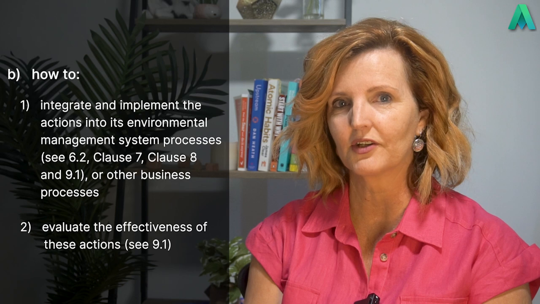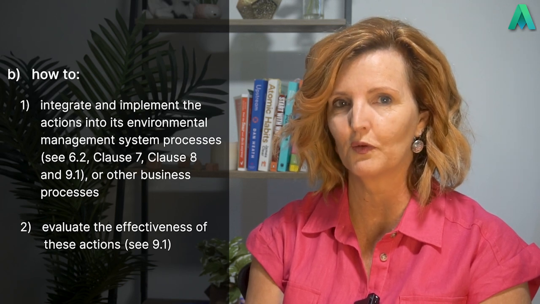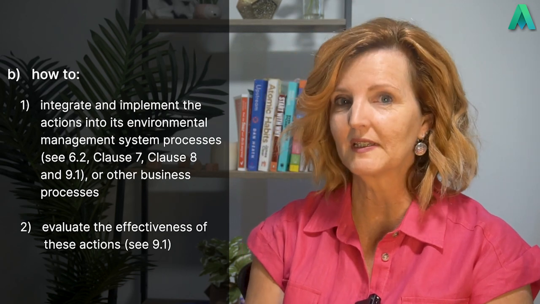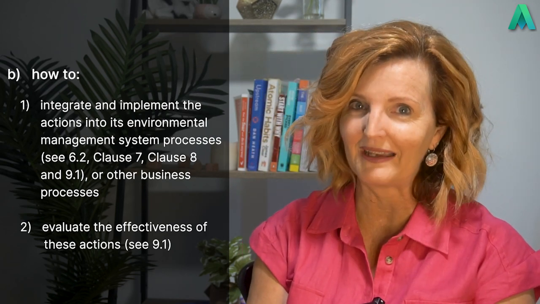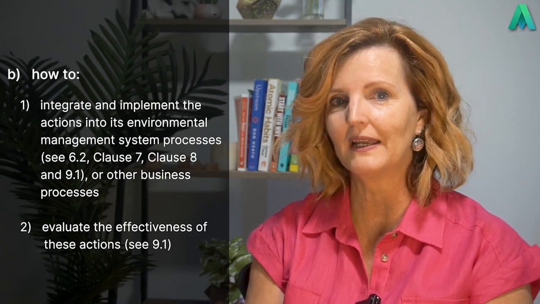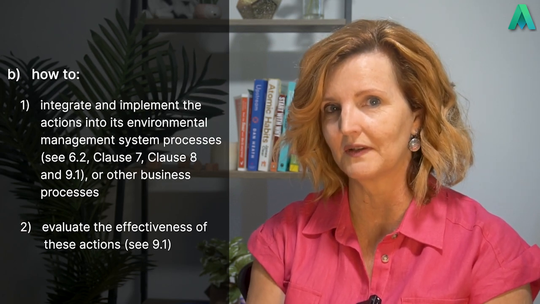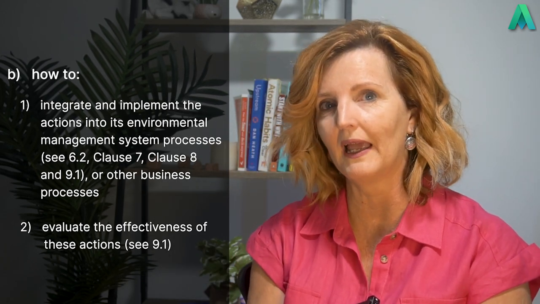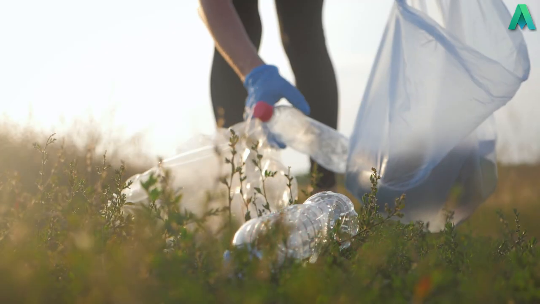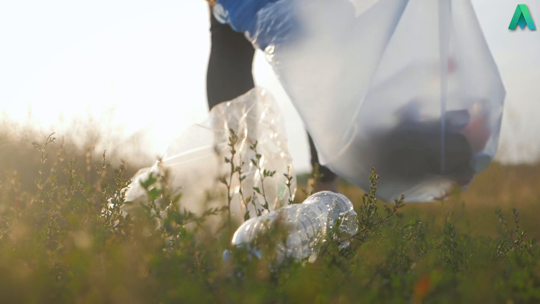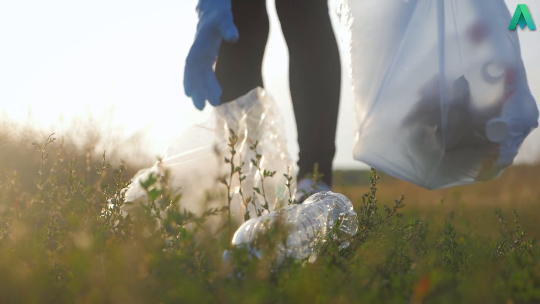How to integrate and implement the actions into its environmental management system processes. See 6.2, clause 7, clause 8, and 9.1, or other business processes, and evaluate the effectiveness of these actions. See 9.1. I love this. This is saying that your plan and your actions are to be a part of your environmental management system. It's policies, procedures, and processes.